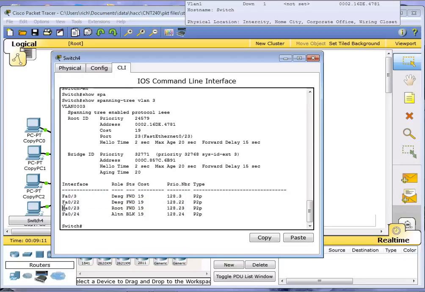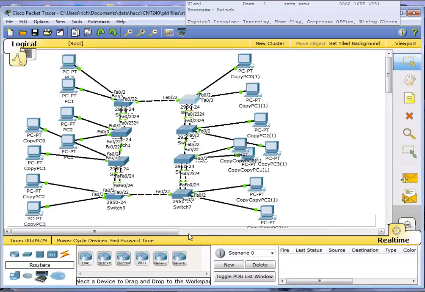Here it tells us the root port is FA0/23, and then we have port 24 is blocking. Remember, some of the ports in a network with redundant links will be blocking. So this tells us that 24 is blocking, so no traffic is coming in or out of 24. So that's some of the basic topology things we can look at with spanning tree.